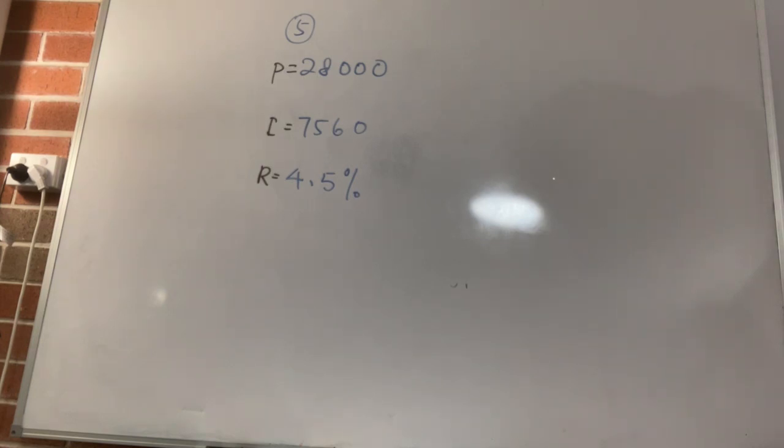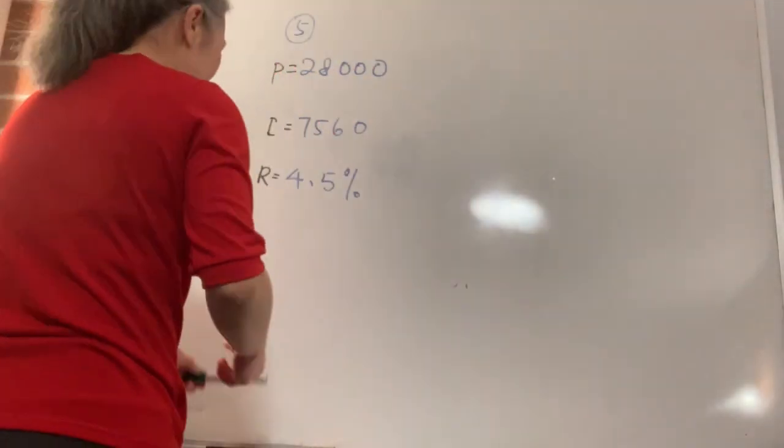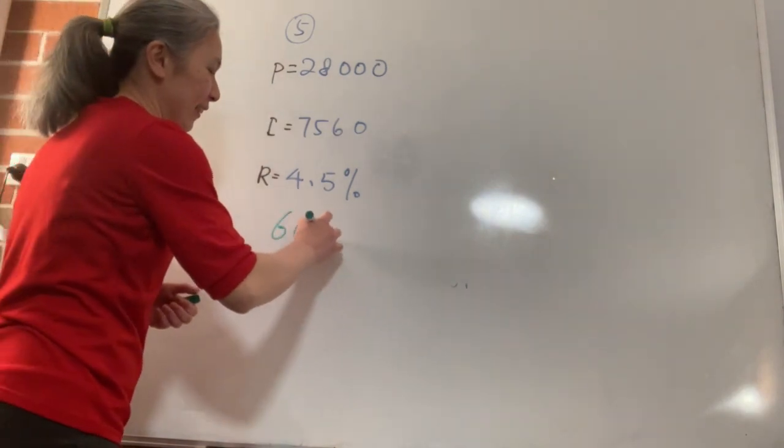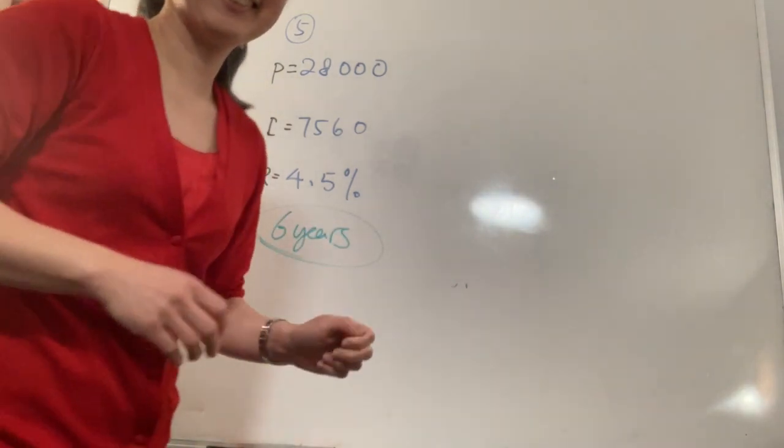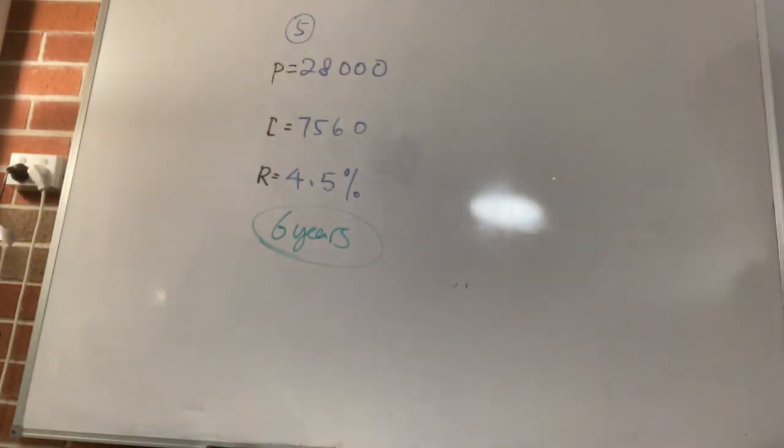28,000. Yeah, it's 6 years. It's not 60 years. 6 years. Yes, it's 6 years. Yeah, the answer should be 6 years. And let's put extra 0 somewhere. Yep. You're right. You're good.